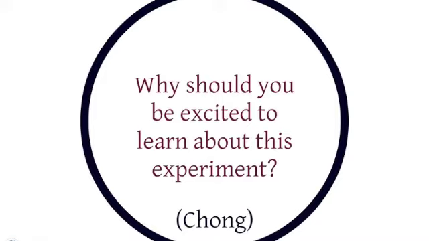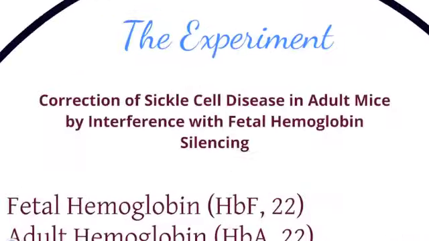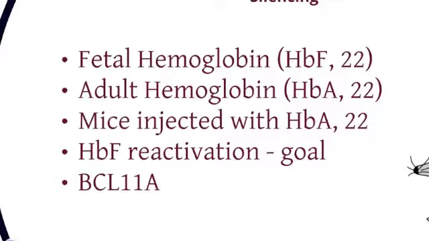Now that you are familiar with sickle cell disease, we are going to discuss an experiment that was done to try and correct the mutation which causes sickle cell disease. This is very interesting because sickle cell disease has been very elusive to scientists. It was the first genetic disorder in which a causative mutation was discovered, but this happened over 100 years ago, and no one has found a treatment to correct the mutation yet. So this experiment is called correction of sickle cell disease in adult mice by interference with fetal hemoglobin silencing.